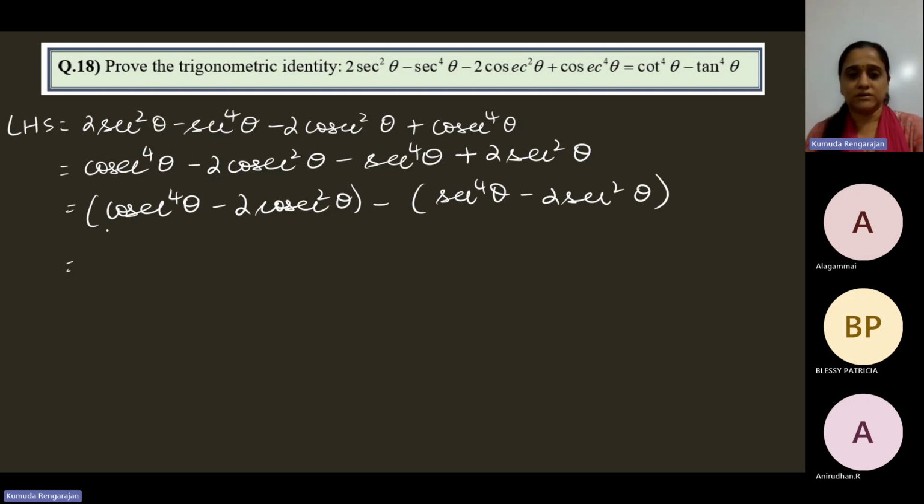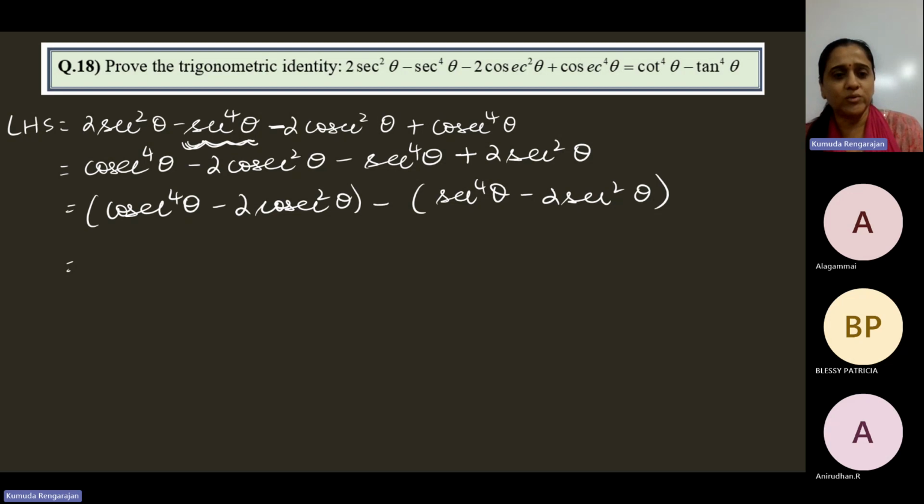Okay. See, if you look at this one as a perfect square, secant theta to the power 4, it's minus. If you want to show that an expression is of the form a square, b square, 2ab, we understood that a square and b square should be positive, and only the 2ab can be positive or negative, but a square and b square should always be positive.